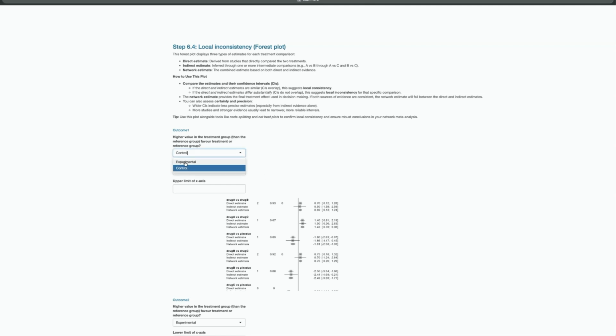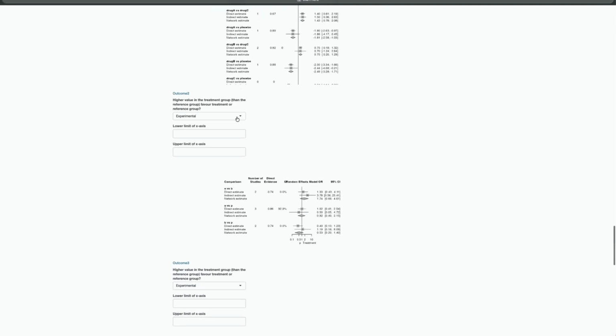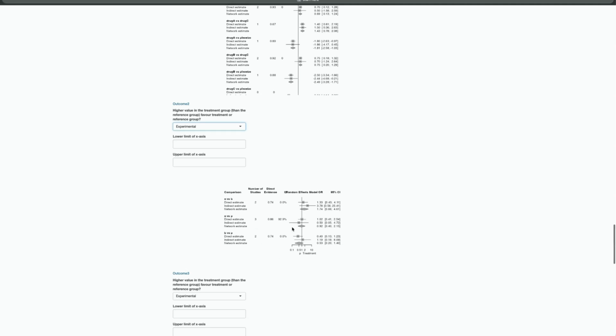Hence, you can answer this question on whether a higher value in the experimental group than the control group favors the experimental or control group. By answering this, the direction of the label on the x-axis will switch. This will also influence the ranking results in step 10 later. Meta-IMU also allows users to change the lower and upper limit of the x-axis. You need to state the value for both lower and upper limit for the effect to take place.